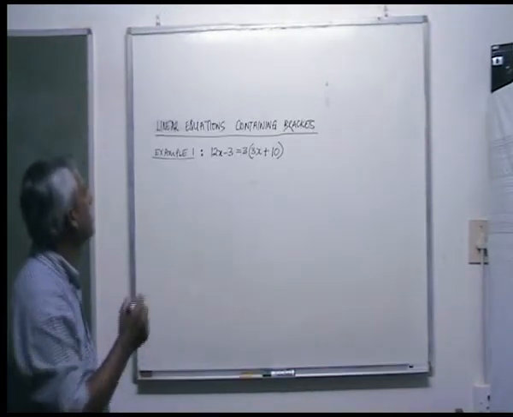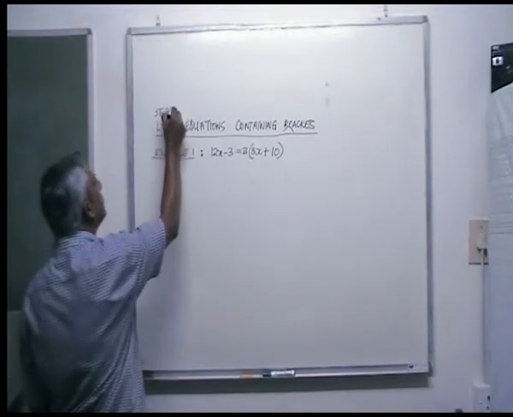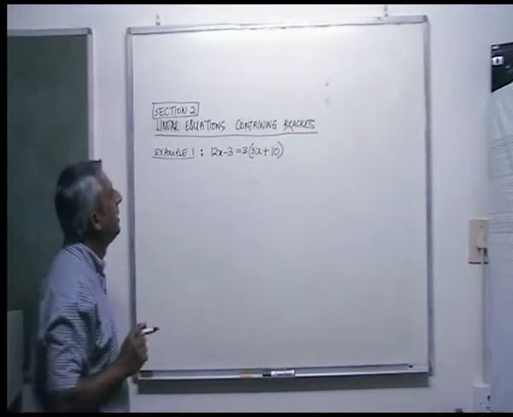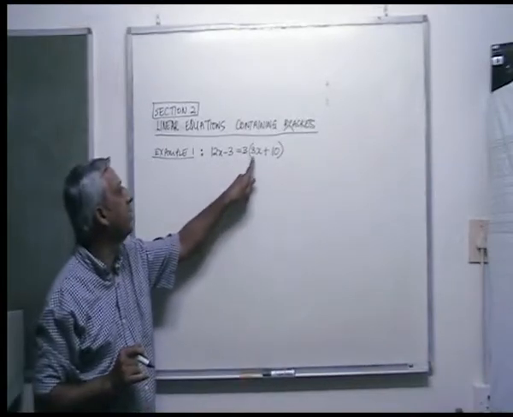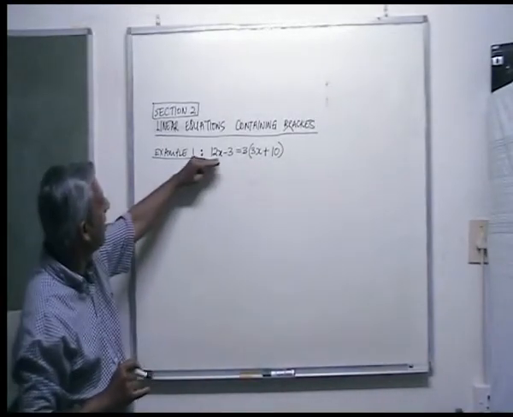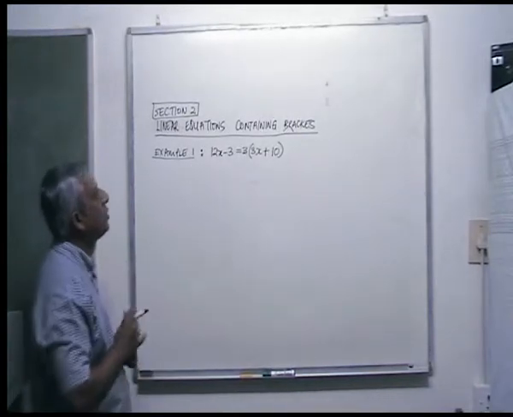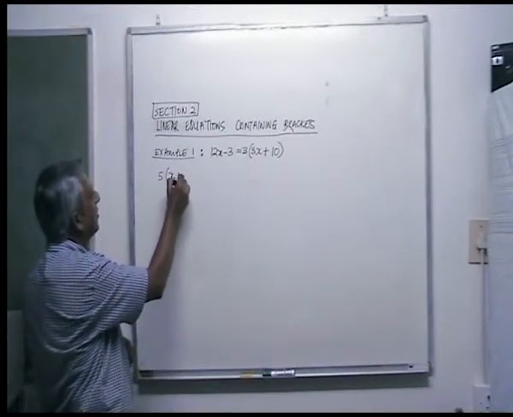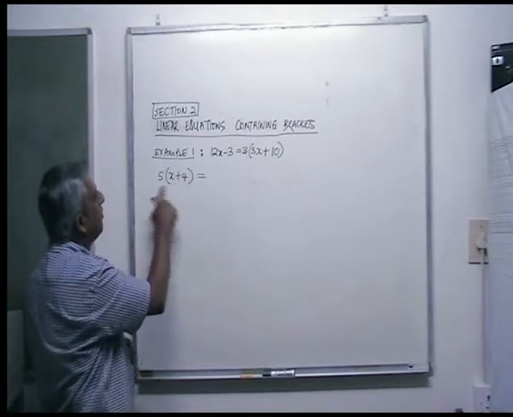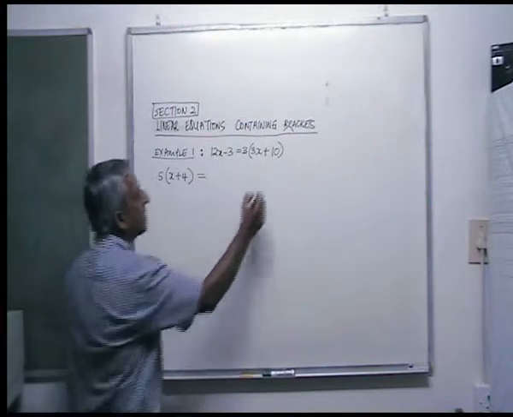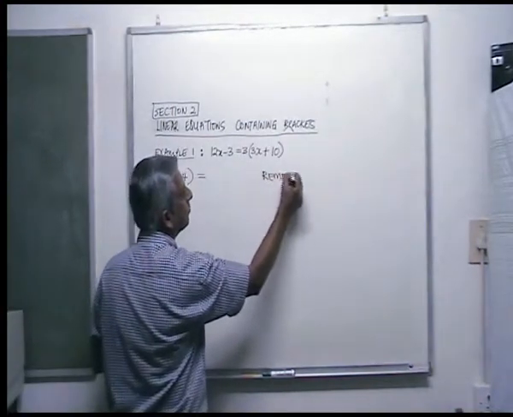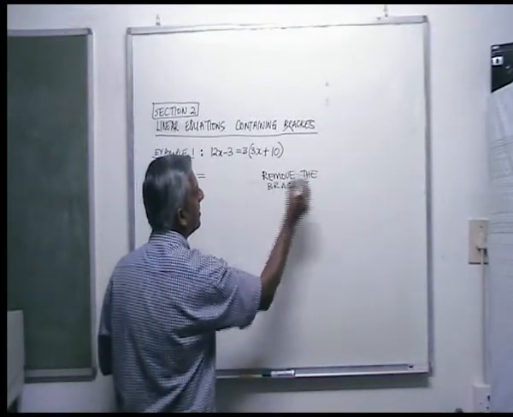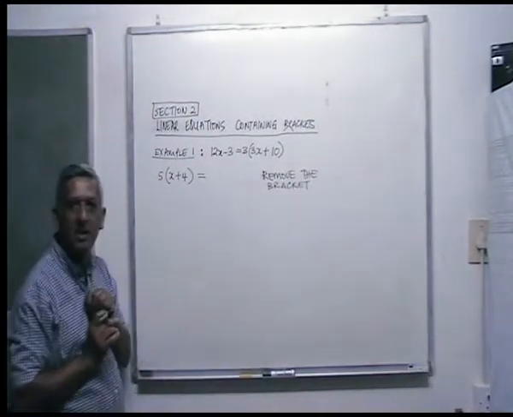Now what we're going to do, we're going to call this section 2. We'll call this section 2 because we're learning something different now, but still with linear equations. Now in section 2, the equation is going to contain a bracket. So before you learn how to do this example, you must know how to remove a bracket. In other words, if I gave you 5 into x plus 4 and told you remove the bracket, well, remove the bracket means multiply.